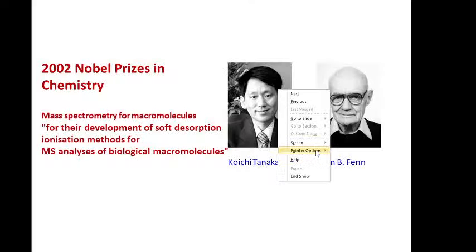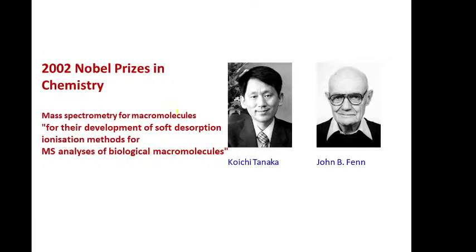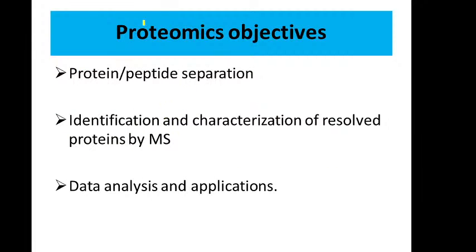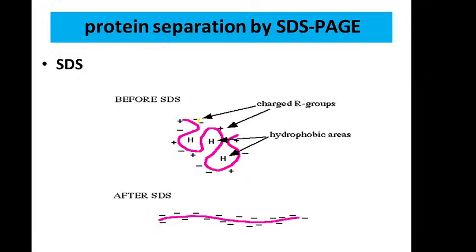Yes. So these are the two scientists, Koichi Tanaka and John B. Fenn, who got the Nobel Prize for mass spectrometry of macromolecules. This is the proteomics objective: peptide or protein separation, and then identification and characterization of the proteins by mass spectrometry and data analysis. We already discussed it, so I will not repeat it.